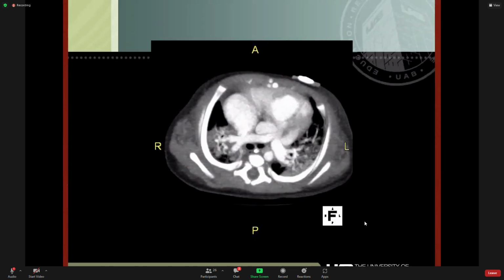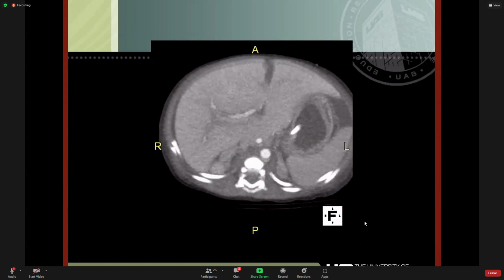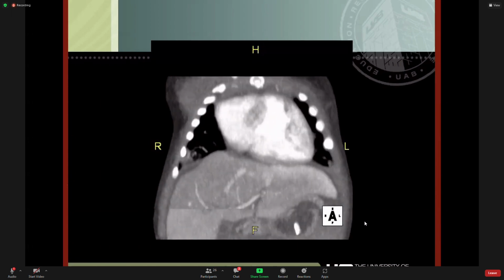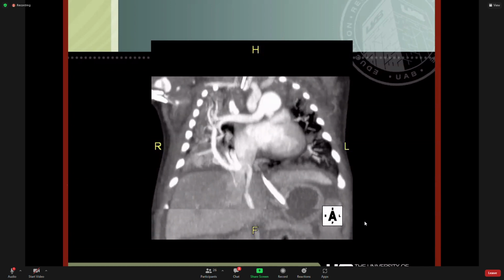And the last case was just a case of scimitar syndrome, which I'm sure most people are familiar with. This was an infant with scimitar syndrome. It can be kind of hard to tell on the axials, but on the coronals, you can see that nice scimitar vein going into the IVC.